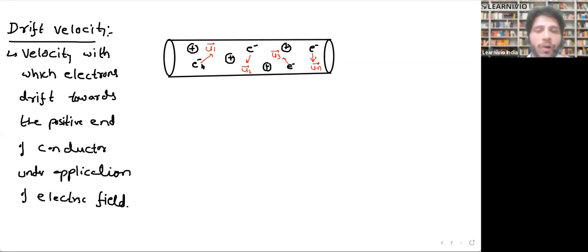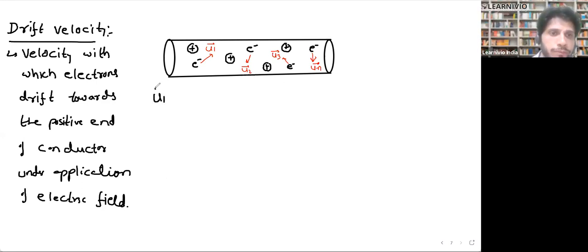Now the question arises, why are these electrons moving? Which energy is driving these electrons? It's due to thermal energy. When you take a conductor and place it at room temperature, the conductor will have some thermal energy. Due to that thermal energy, these electrons will move randomly inside the conductor.